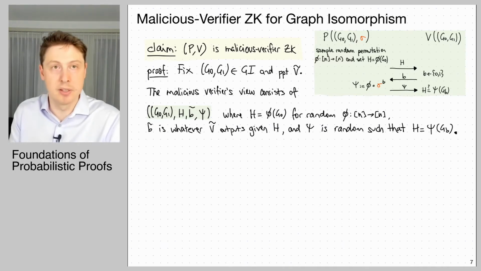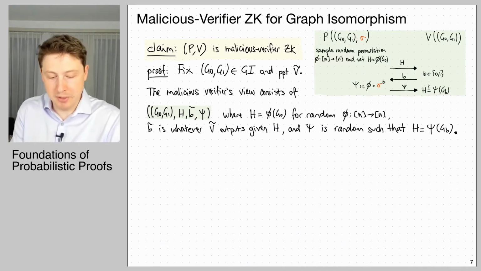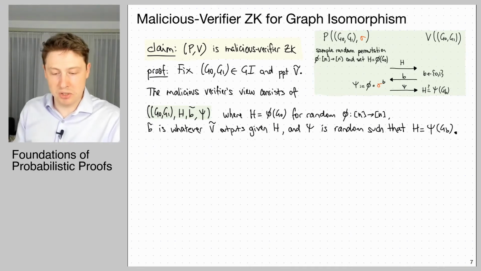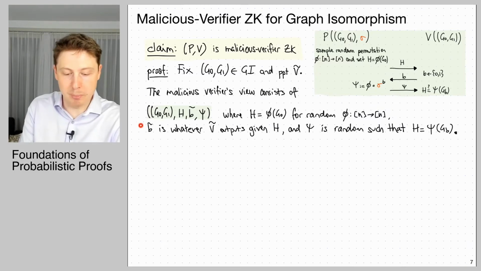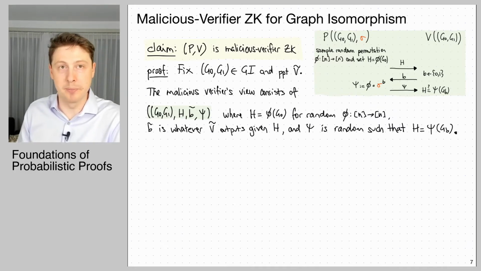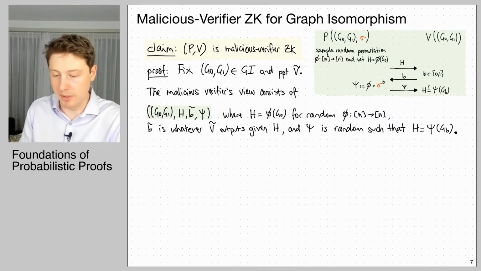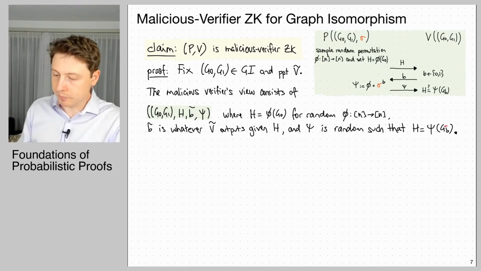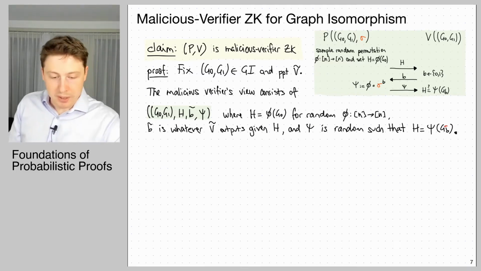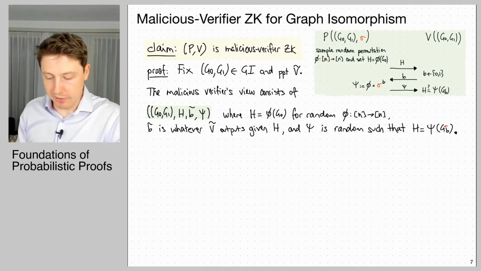It's whatever it says. The honest protocol says random, but this verifier may just look at the graph H, make some complicated computations, and output some biased bit according to some probability that the malicious verifier decided was appropriate to attack this protocol. And again, based on that, psi is random such that H of that, and actually here I'm missing a tilde, so let me add it here. So that's just analyzing the view of the malicious verifier.